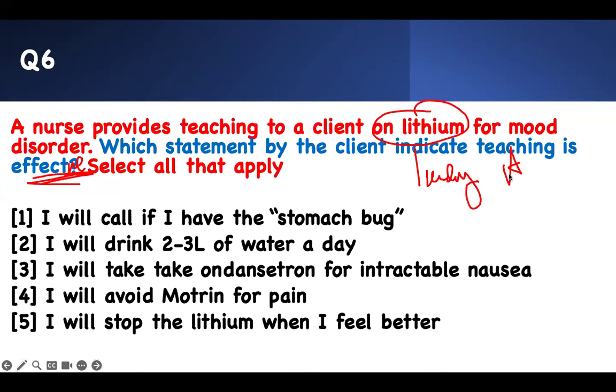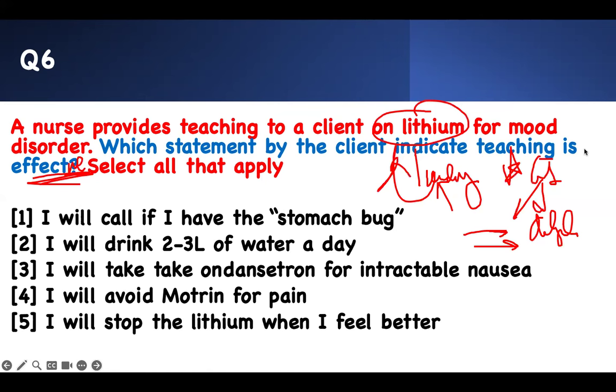And number one problem is GI symptoms. And what will GI lead to? Dehydration. Therefore, anything that will lead to dehydration, coming from the GI or you doing it, that affects your kidney is affecting lithium. You see how everything is connected? GI causes dehydration, dehydration affects your kidney, and lithium gets bad. I will call if I have a stomach bug. Yes, diarrhea. I will drink 2 to 3 liters of water a day. Yes, I got to make the kidney happy.